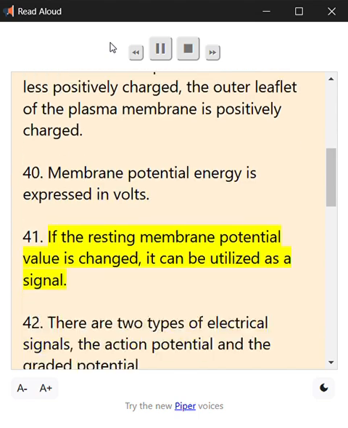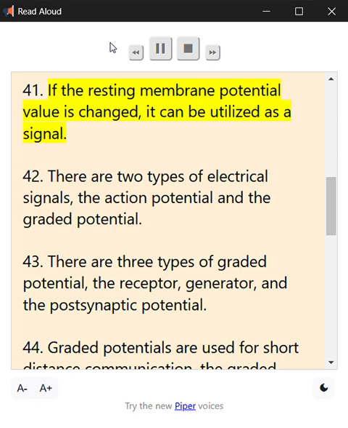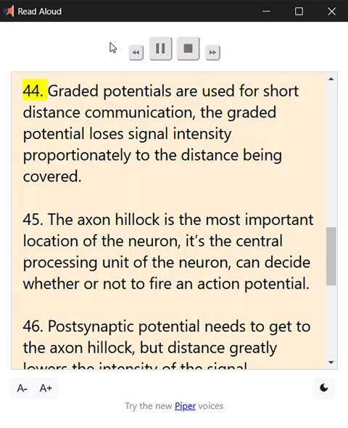41. If the resting membrane potential value is changed, it can be utilized as a signal. 42. There are 2 types of electrical signals, the action potential and the graded potential. 43. There are 3 types of graded potential, the receptor, generator, and the postsynaptic potential. 44. Graded potentials are used for short-distance communication. The graded potential loses signal intensity proportionately to the distance being covered.